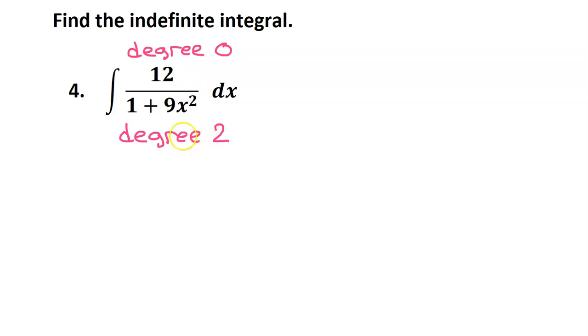It's all about the degree. Notice that the degree of the numerator is 0, while the degree of the denominator is 2. If the degree of the denominator is 1 more than the numerator, then it's probably going to be a natural log problem. If the degree of the denominator is 2 or more greater than the numerator, that's how you know it's going to probably be an inverse trig function.